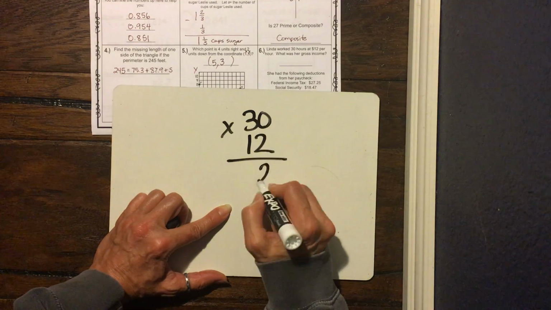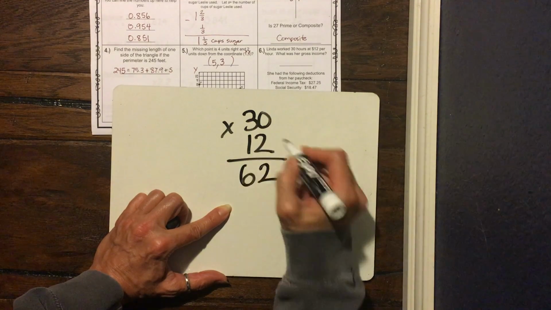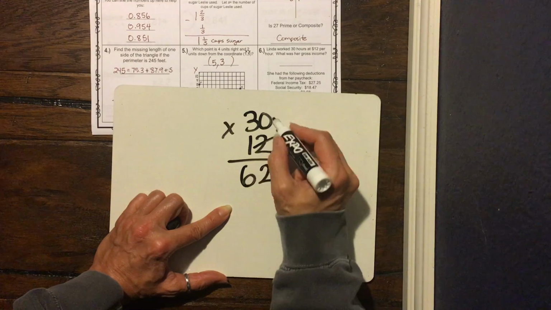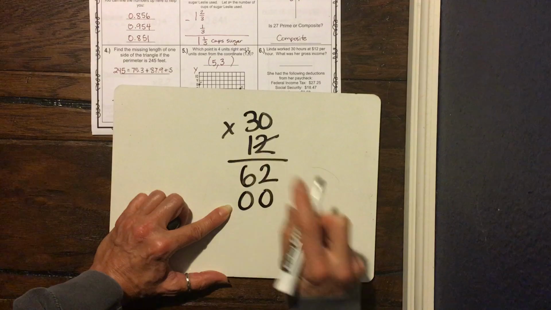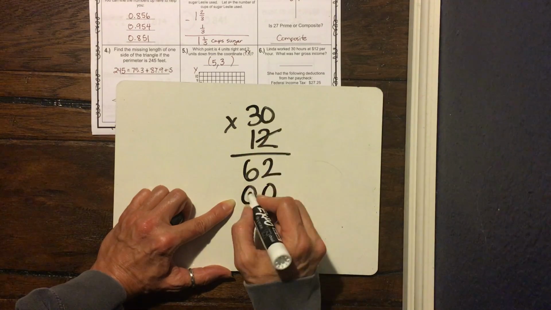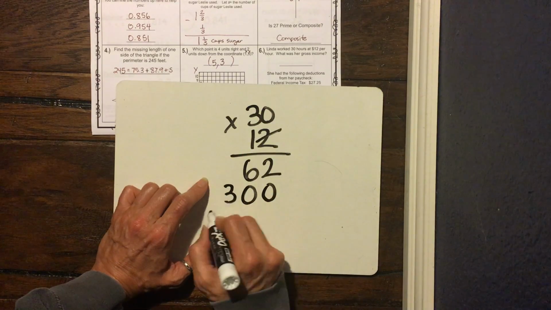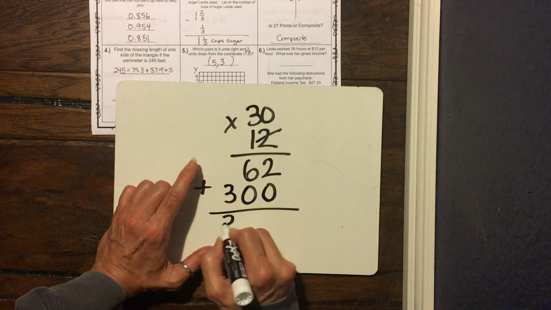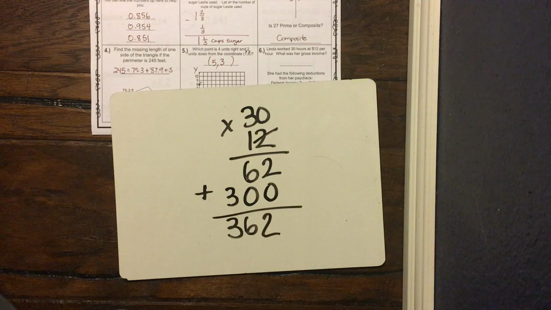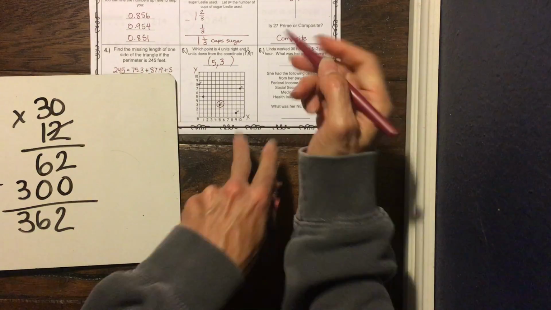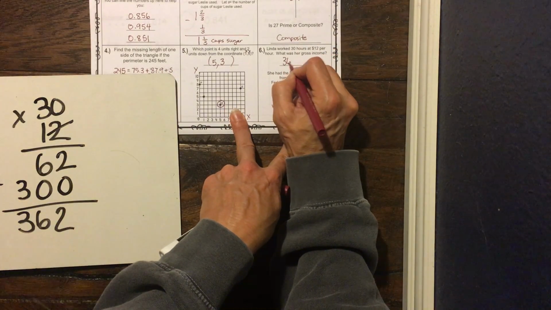So 2 times 1 is 2. 2 times 3 is 6. We've used our 2. 1 times 0 is 0. If you need a 0 placeholder before you multiply by the tens, you can do that. 1 times 0 is 0. 1 times 3 is 3. We add all this together. We have 362. So Linda's gross income is $362.